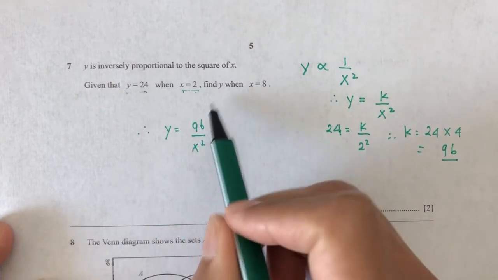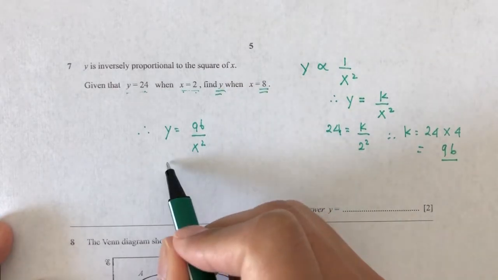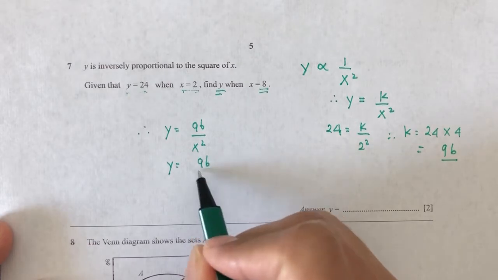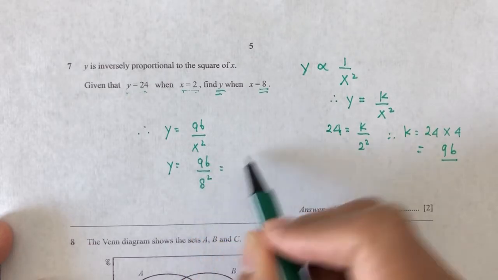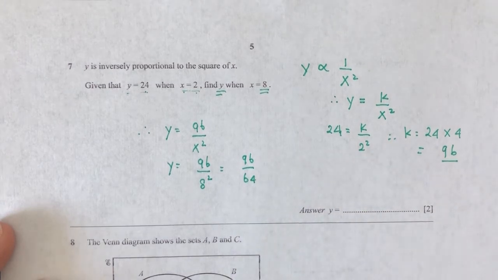So now the main question is to find the value of y when x equals 8. So the value of y when x equals 8 will be 96 divided by 8 squared. So 96 divided by 64. So now we have to simplify.